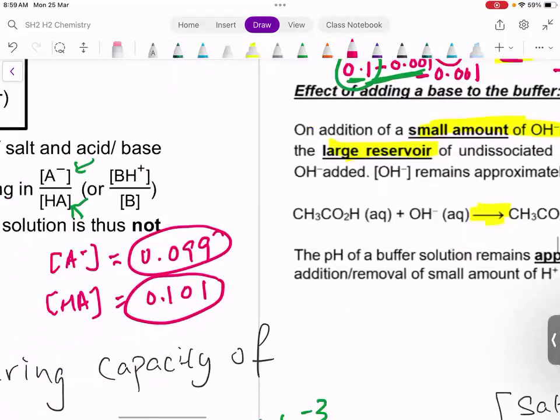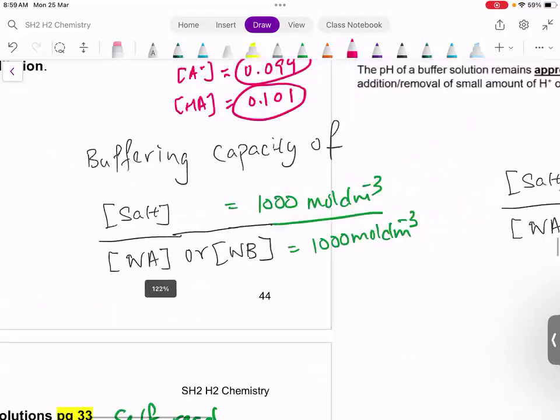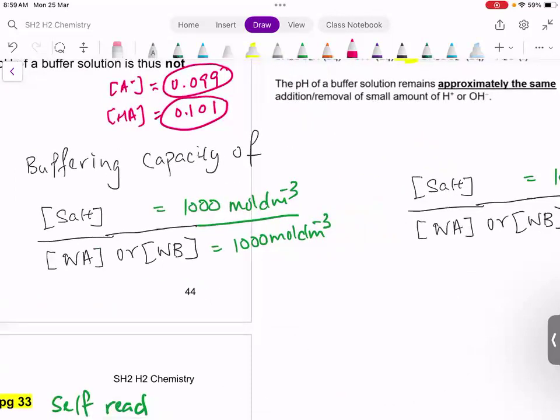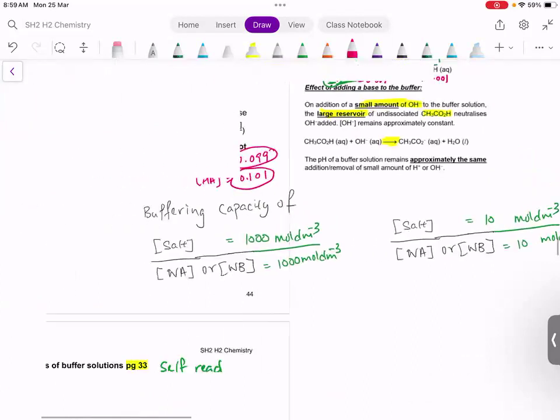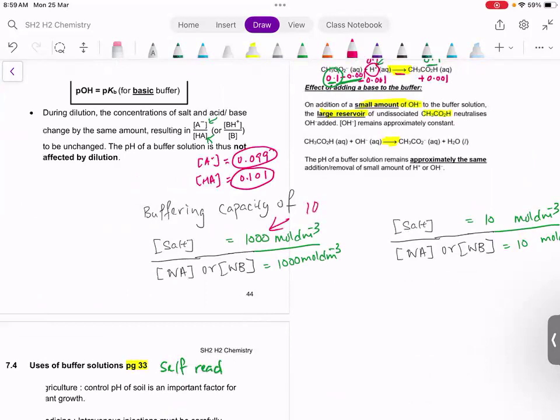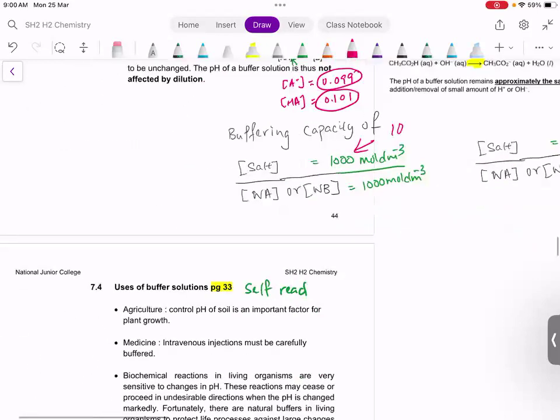In this case, please take note that your buffer capacity of having 1,000 mole each versus 10 mole each will be different. Because 1% of this is 10 mole of H plus, and 1% of this is 0.1 mole of H plus, correct? So when your large reservoir becomes much larger, then the amount of H plus it can buffer will be larger as well, proportionately. Do I make sense? Okay, all right, the rest you can self-read.